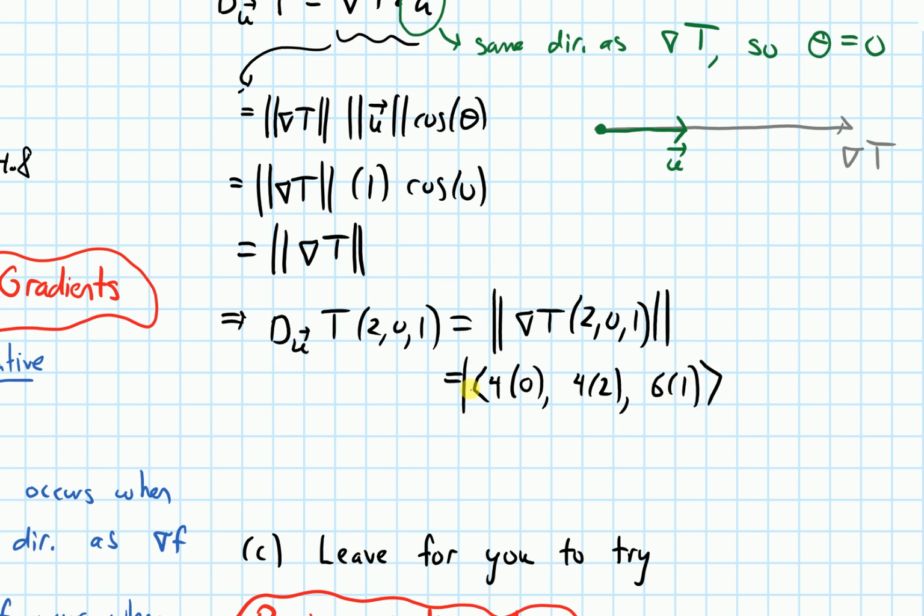So that was the gradient when we plug in our point. But I need to take its length. So this is the length of the vector. If I simplify it, it's 0, 8, 6. And we actually took the length of this vector in method 1. We got that it was 10. And that's my answer. It's the same thing I got in method 1. And the units of this were degrees per unit.